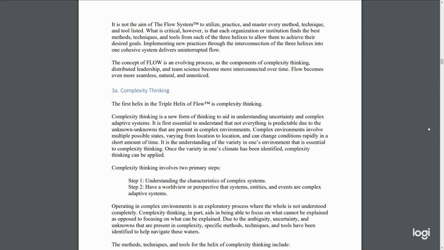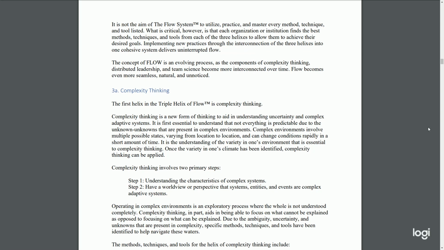Operating in complex environments is an exploratory process where the whole is not understood completely. Complexity thinking, in part, aids in being able to focus on what cannot be explained as opposed to focusing on what can be explained. Due to the ambiguity, uncertainty, and unknowns that are present in complexity, specific methods, techniques, and tools have been identified to help navigate these waters.